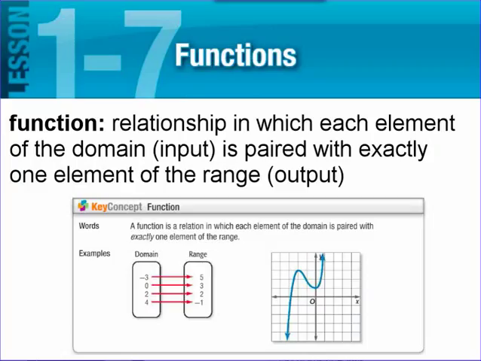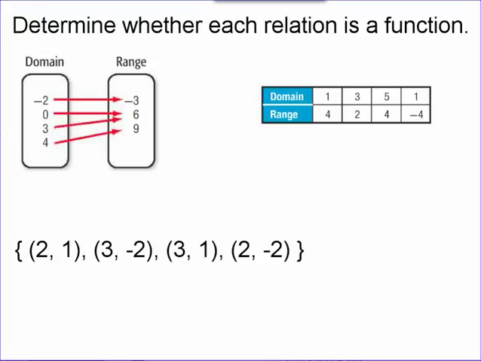And so we have a diagram here, and if you notice, it's got the definition of a function. It also shows you what a function looks like in terms of a mapping and what a function looks like in terms of a graph. So we're going to determine whether each relation is a function. Each element of the domain is paired with exactly one element of the range. So is each element here of the domain paired with exactly one element of the range?